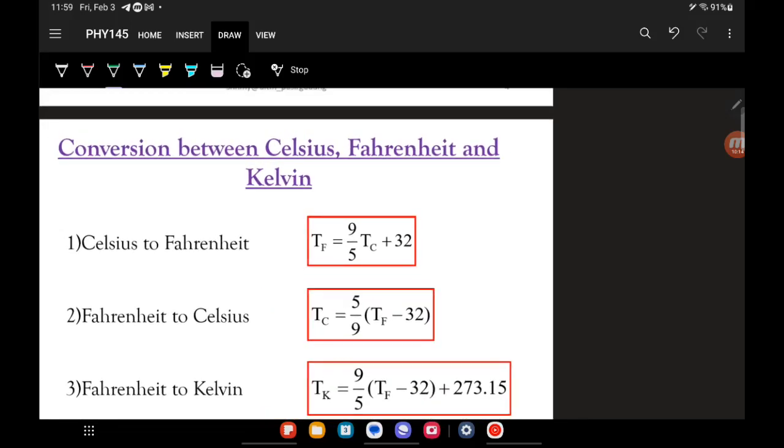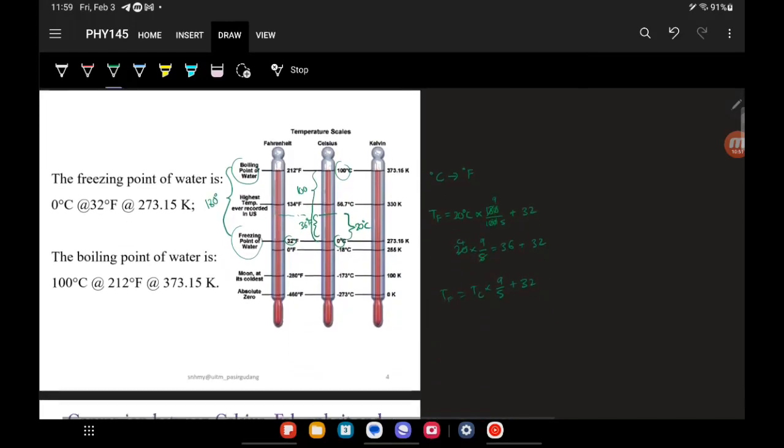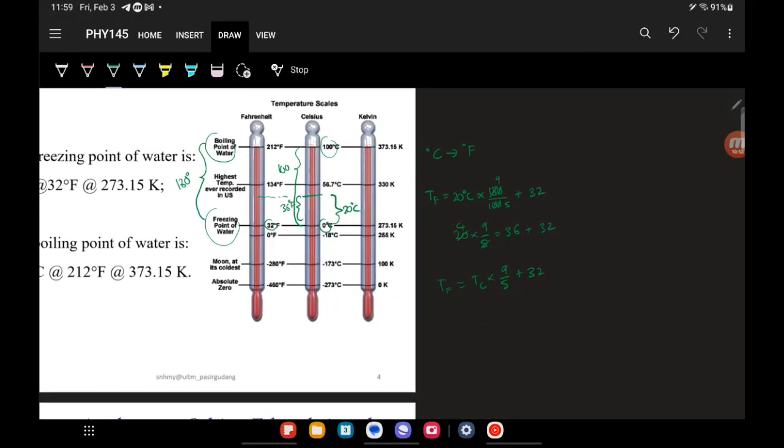It is recommended that you only need to remember one of these, because by remembering one, you can easily manipulate this existing equation into another equation, as I can show you right now. If I remember this only, I just move this 32 to the side, I get TF minus 32, and then I move the 9/5 over, which gives 5/9. That will give you exactly the second equation. So you just apply the equation accordingly.